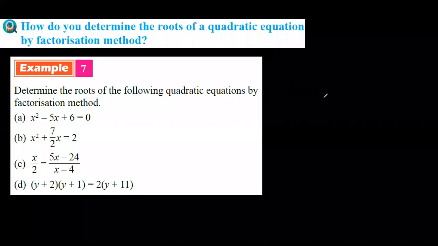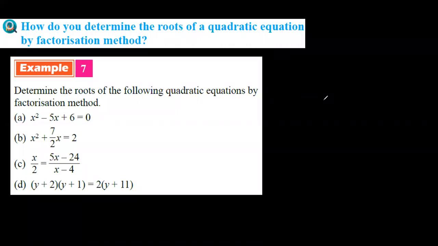Hi everyone. This video is regarding how do you determine the roots of a quadratic equation by using the factorization method. Determine the roots, or the other way is find the roots. Sometimes we say solve the quadratic equations.